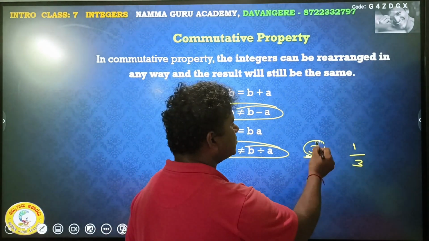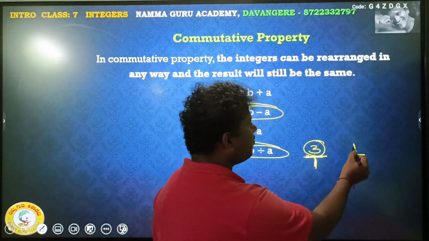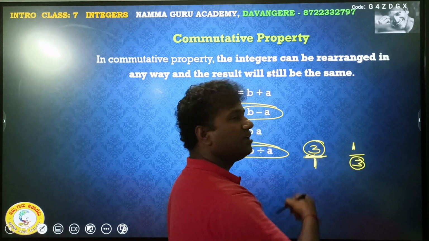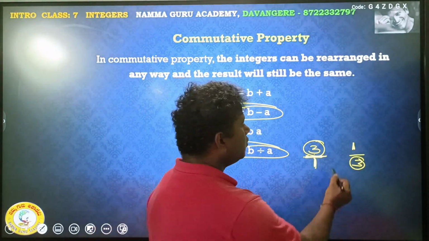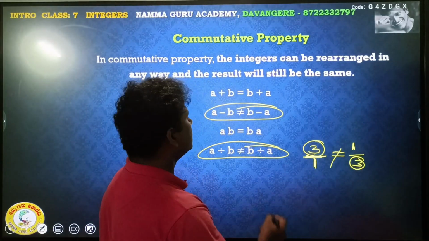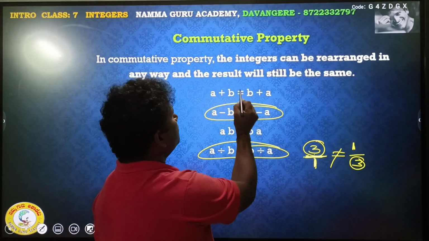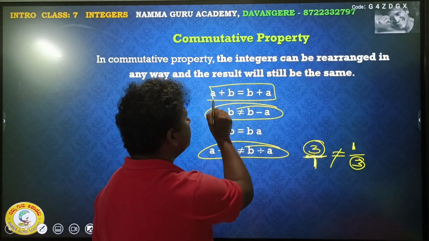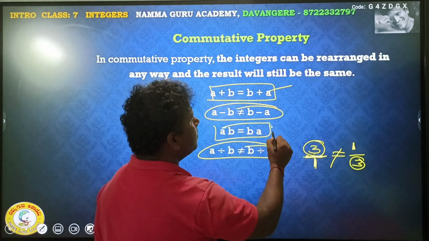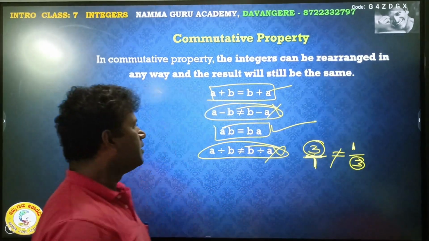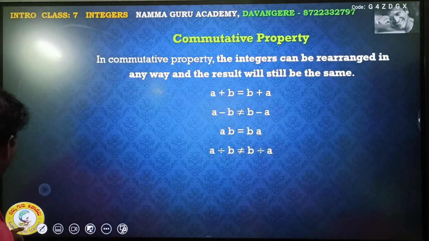You have 3 pizzas, only one person is eating. Here you have 1 pizza, 3 people are eating. Can these two be equal? No, these are not equal. So that's why I have told that the commutative property is possible in addition and in multiplication. It is not applicable in subtraction and division. I hope you have understood.